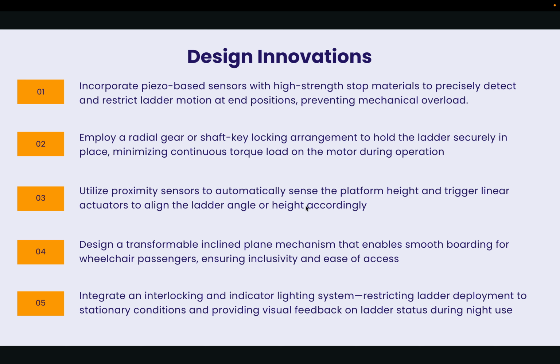Next, what we can do is integrate a proximity sensor to detect platform height and adjust the ladder automatically. Also, we can develop an inclined plane configuration for wheelchair passengers, improving accessibility. Next, we can use interlocks and indicator lighting to restrict deployment and ensure safety during night use. These innovations significantly improve reliability, safety, and inclusivity.